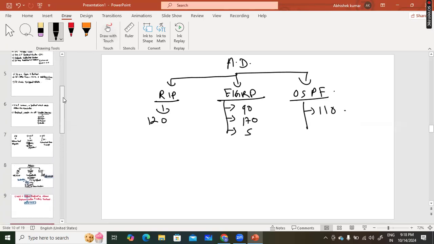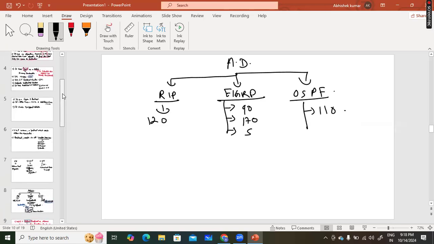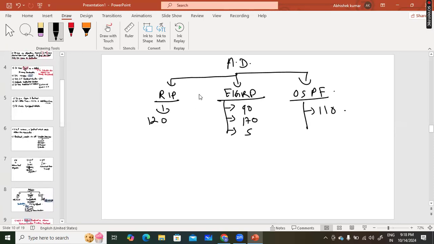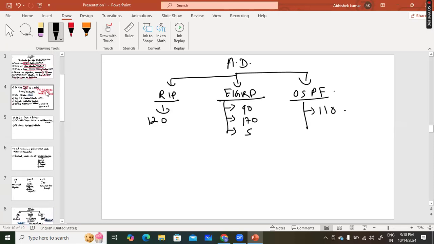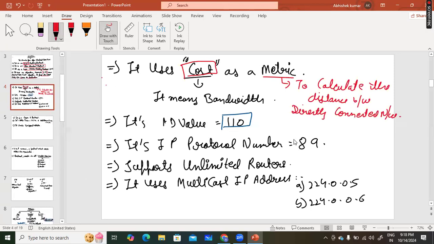So we are revising and comparing as well. When you revise all of those protocols, there is no need to revise separately. Whenever you revise OSPF, you can comparatively revise it with RIP and EIGRP as well. Now the next point. Its IP protocol number is 89.